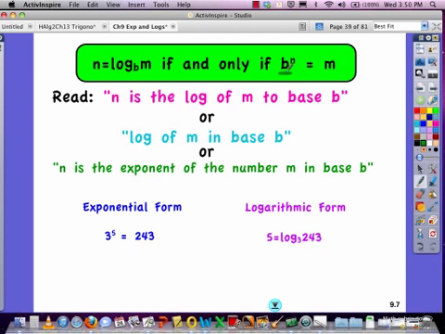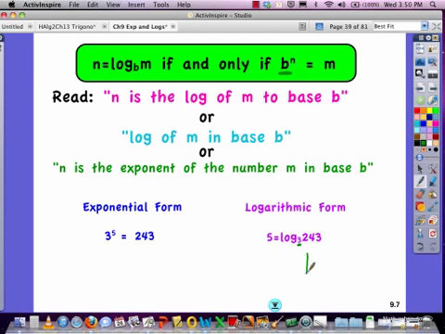So down below you'll see again I have exponential form and logarithmic form. If you would do, in your head or with a calculator, 3 to the 5th, you would get 243. So that's a true statement. And if we write it in log form, we're going to get the log of 243 in base 3, with the 3 as a subscript, is equal to 5. And so we read it as the exponent for the number 243 in base 3 is 5.